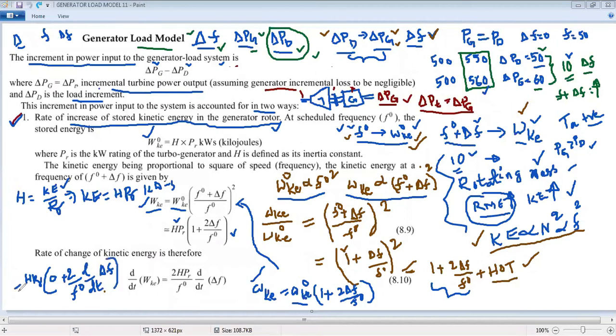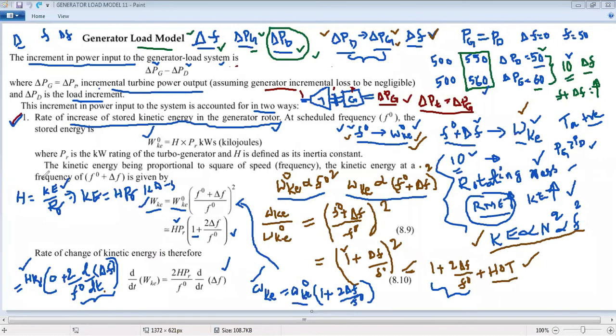So it is the rate of change of kinetic energy. d by dt of Wke equals HPR multiplied by 0 plus 2 by f naught into d by dt of delta f. You multiply this HPR with the entire term, and you will get 2 HPR by f naught into d by dt of delta f.